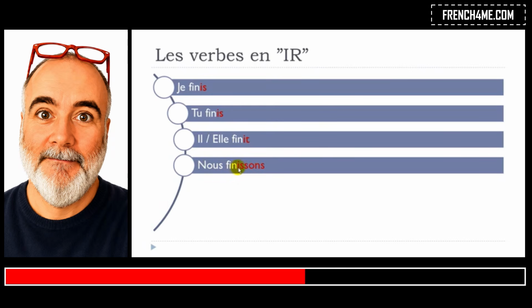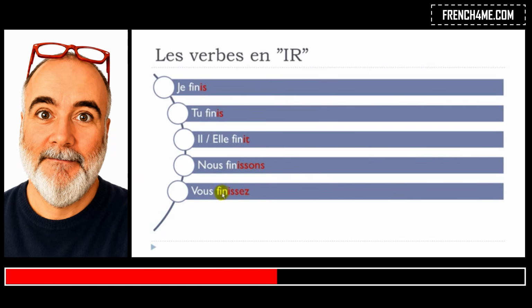Nous finissons. Okay? I-S-S-O-N-S. Nous finissons. Finissons. Okay? Final S not pronounced. Nous finissons. Vous finissez. Okay? A Z at the end gives you the sound E. Okay? Finissez. Vous finissez.